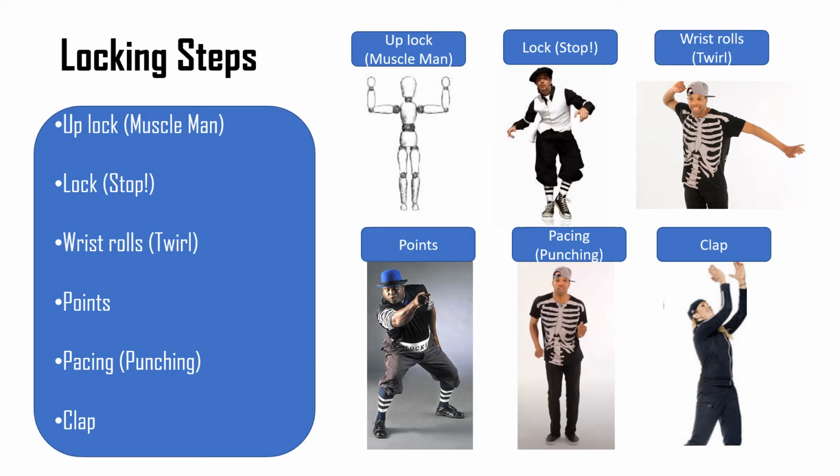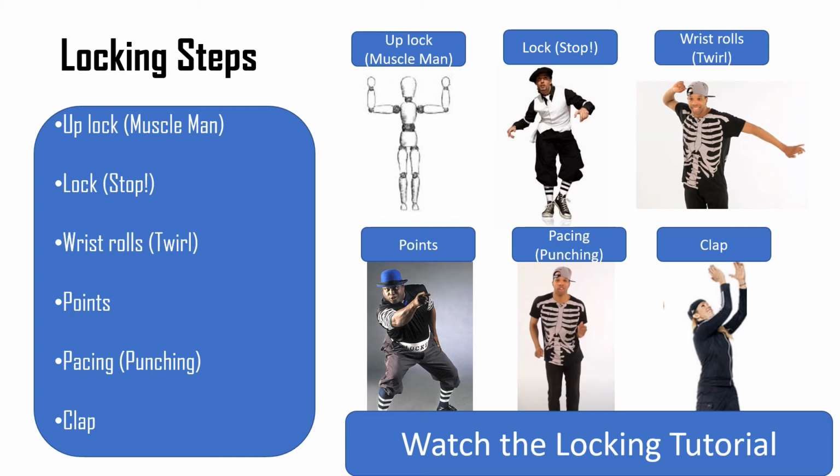Okay, the locking steps. So we have the up lock, which is also known as the muscle man, the lock and stop, the wrist rolls, or twirls, points, pacing, which can be called punching as well, and claps. Hopefully the pictures can help you slightly, but we are now going to watch a locking tutorial that goes through all of these movements.